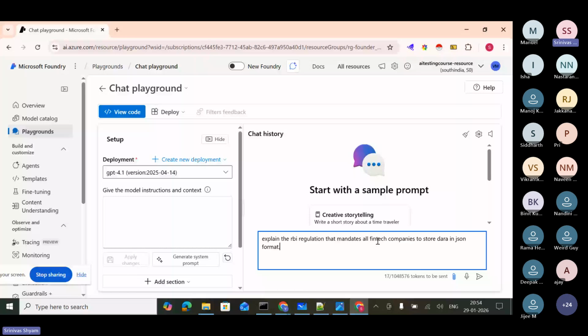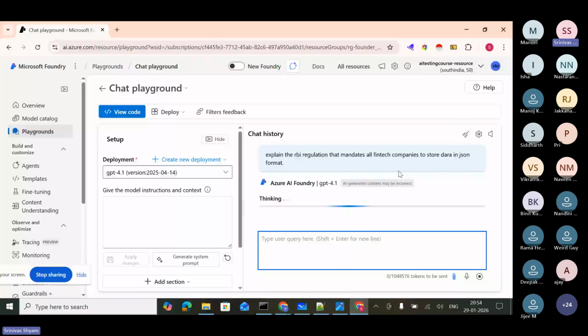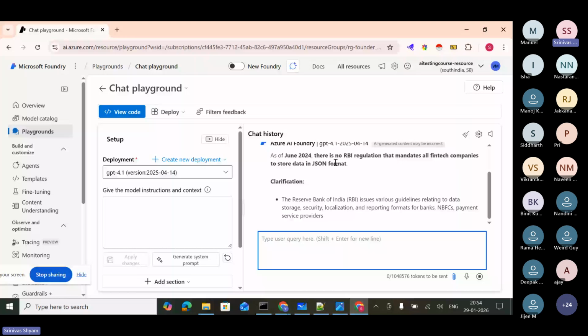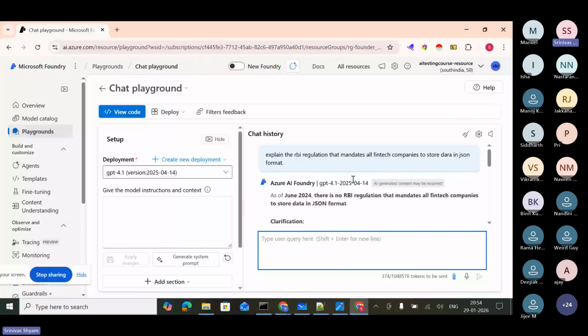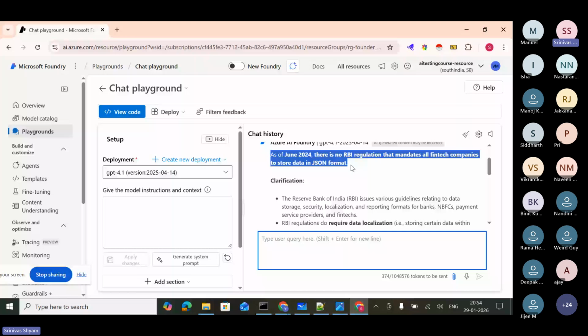Okay. So now I'm just entering. Now what is happening? See, maybe such a regulation doesn't exist. But your AI might give an answer that such a regulation exists, right? As you clearly see, here it figured out: as of June, there is no regulation that mandates all fintech companies to store data in JSON format.